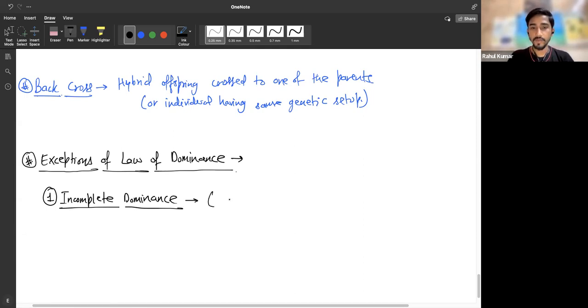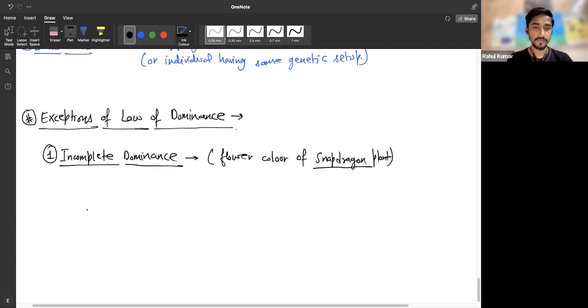And it was found in the flower color. It is found in many organisms. I'm giving you the NCERT relevant example: flower color of Snapdragon plant. There is a plant known as Snapdragon, and the flower color shows incomplete dominance.